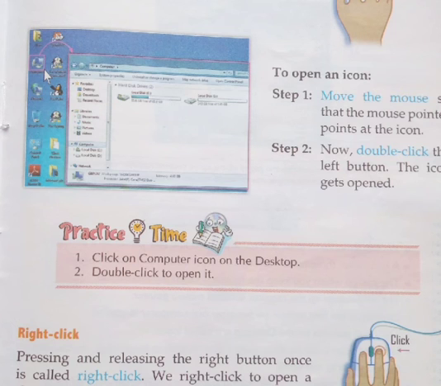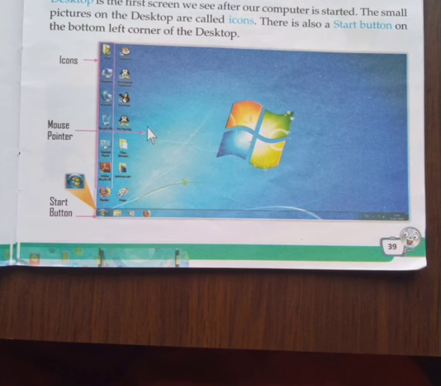Okay, right click. Pressing and releasing the right button once is called right click. We right click to open a shortcut menu for objects on the monitor. So what is the use of right click? We use right click to open a shortcut menu. Okay, what is the use of double click? We double click to open icons on the screen.